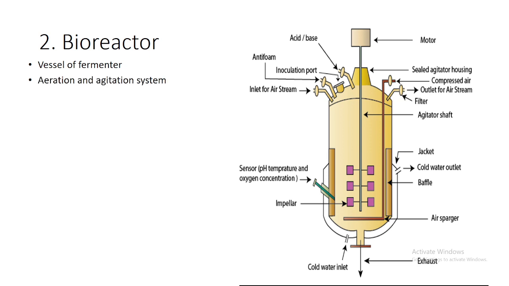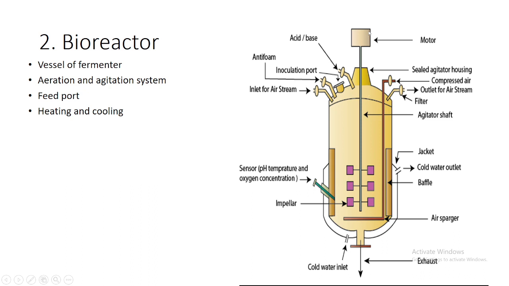Then you have the aeration and agitation system. Aeration and agitation system includes the impellers, the baffles, and the sparger. Sparger is for providing air, impeller is for mixing, and the baffle is to remove the vortex created by the mixing. Then you have feed port, whereby you feed the media, the microorganism, and you have smaller ports, that is inoculation port for microorganism, inlet for air. Then you have the acid and base inlet, whereby you will use it to maintain the pH, etc.